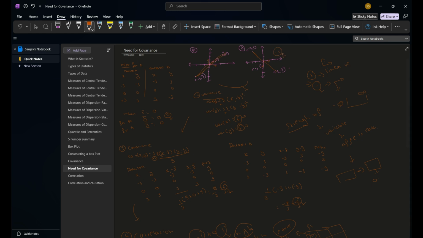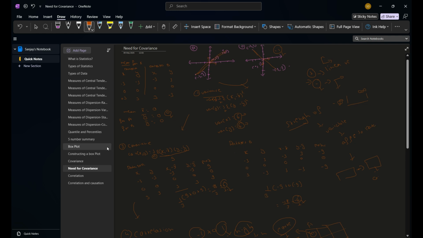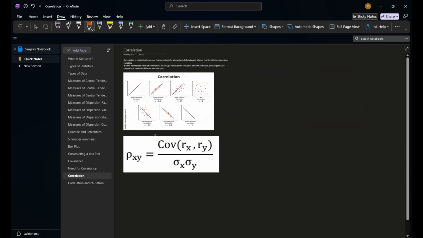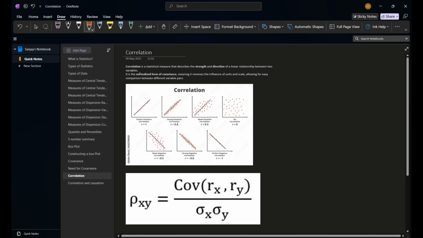So by this, I think we got the idea of what correlation is and everything behind covariance and correlation. So let's move on to the correlation. The same definition I have pasted here. Correlation is a statistical measure that describes the strength and direction of the linear relationship between two variables. It is the normalized form of the covariance, meaning it removes the influence of units and scale, allowing easy comparison between different variable pairs. Here we can see the data points showing a perfectly positive correlation.